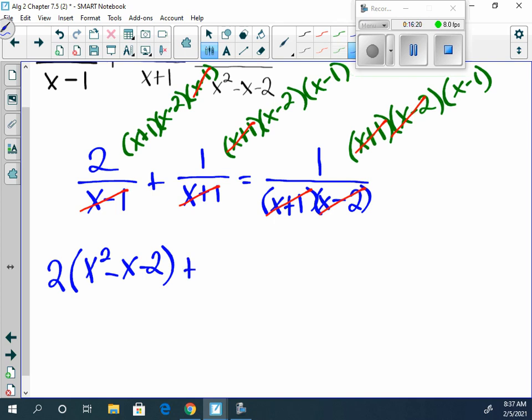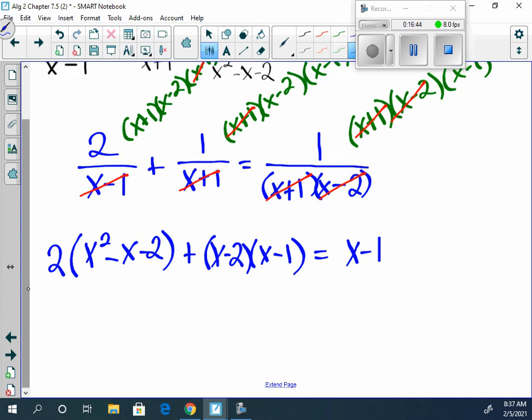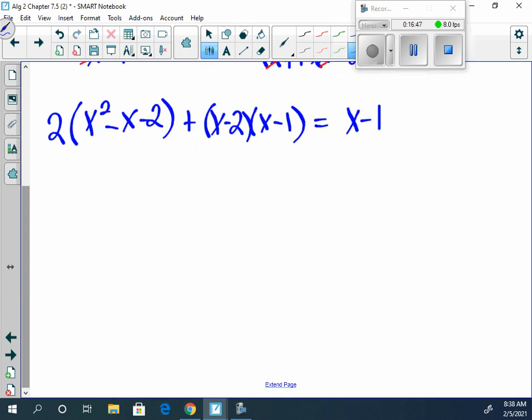Now our next one is plus, well, x minus 2 times x minus 1 equals, well, x minus 1. If you're wondering, well, why didn't we do it with x minus 2 and x minus 1? It is because the x minus 1 is not plus, because we had x minus 2 and x plus 1. It'll be similar to the other one, but the signs will be different. And the middle term will be different.